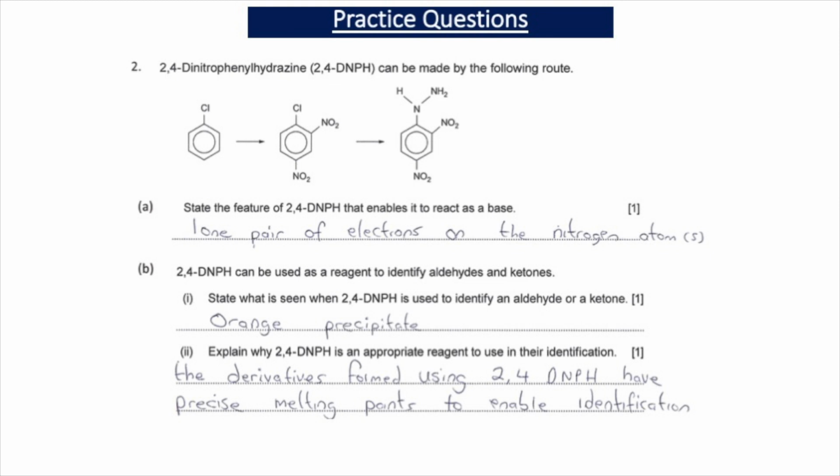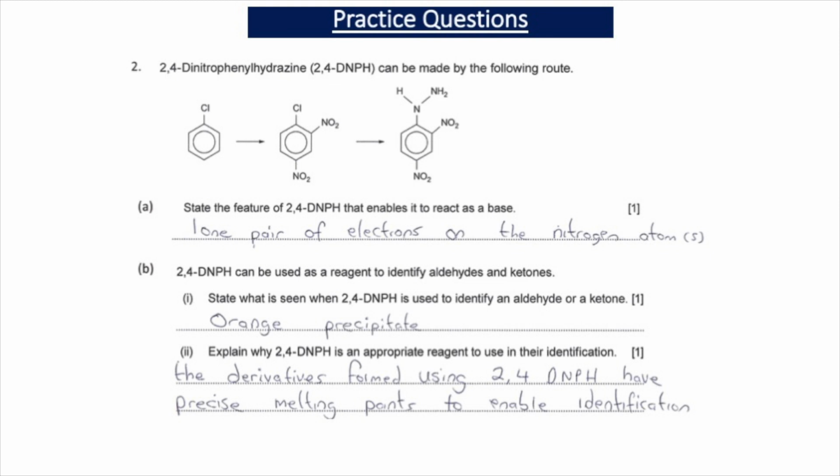Now question 2b is asking you to state what's seen when 2,4-DNPH is used to identify an aldehyde or ketone. Now when you add 2,4-dinitrophenylhydrazine to an aldehyde or ketone, you get an orange precipitate or solid, so it's 1 mark for that.